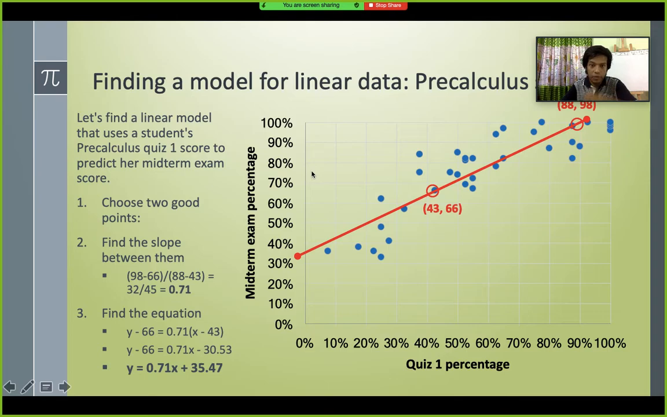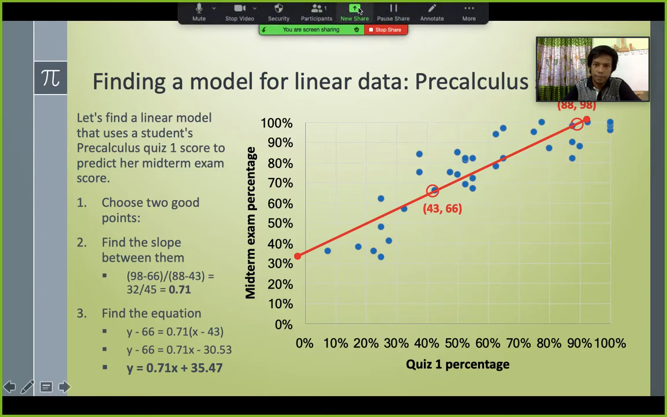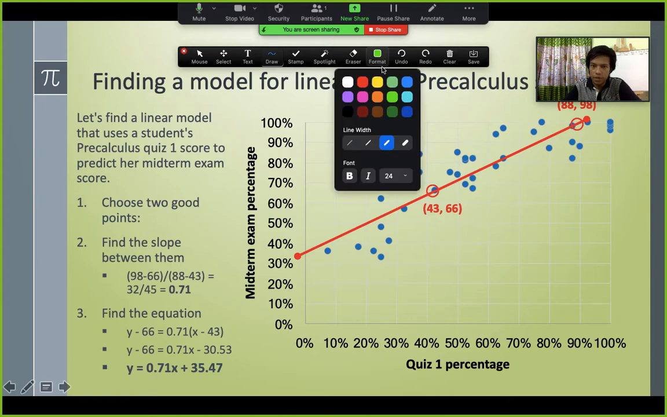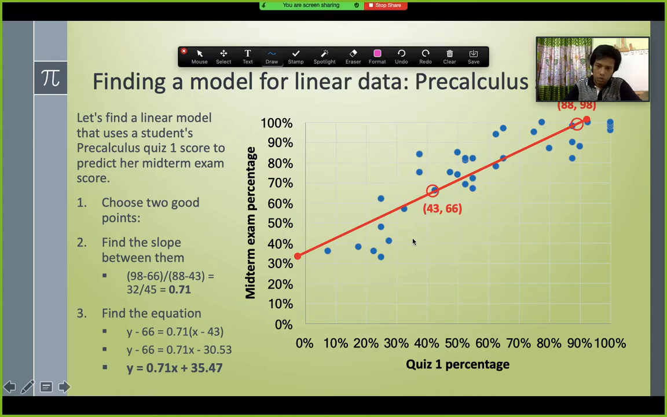This is called finding models for linear data. So you see, this is a scatter diagram, scatter plotting. The rule is we have to find some estimate, as good as possible, so that it works for prediction and other uses.